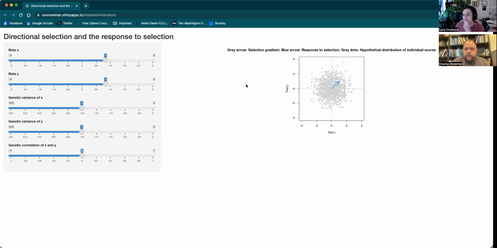Okay, so this is quite abstract, but this is a theoretical exercise. And I've made a few simplifying moves here. So this is to get a qualitative sense of what's going on. Don't use this to predict actual response or predicted response to selection. That's not going to work out. So I've got a plot on the right of two traits, trait X and trait Y.